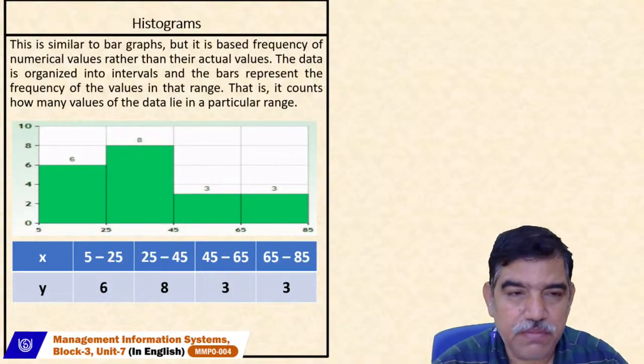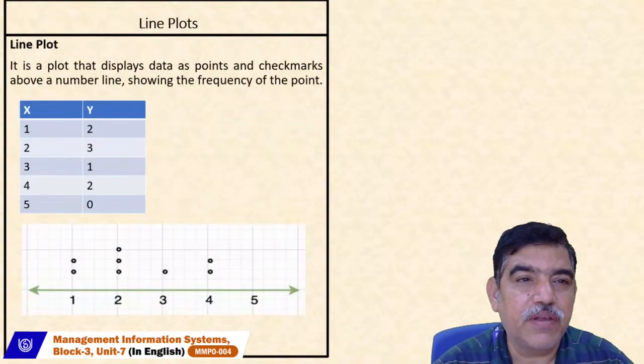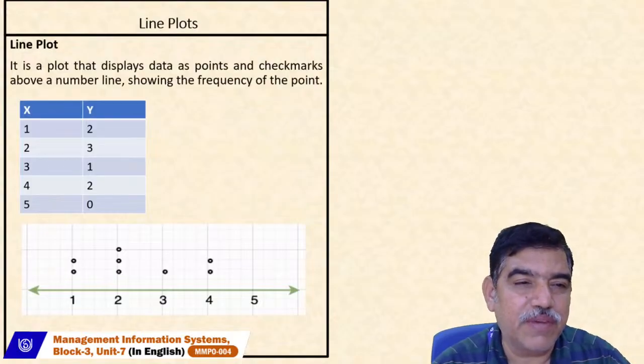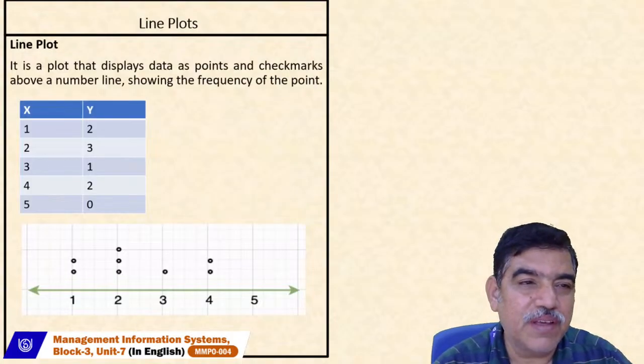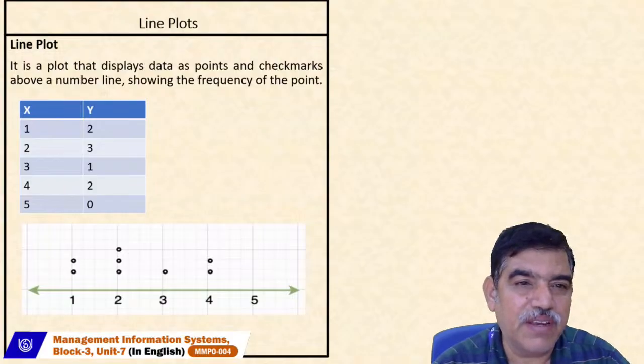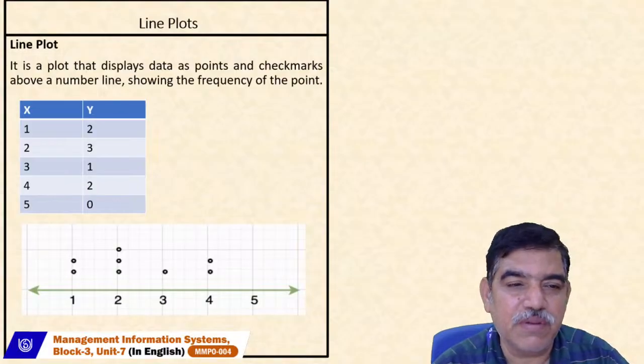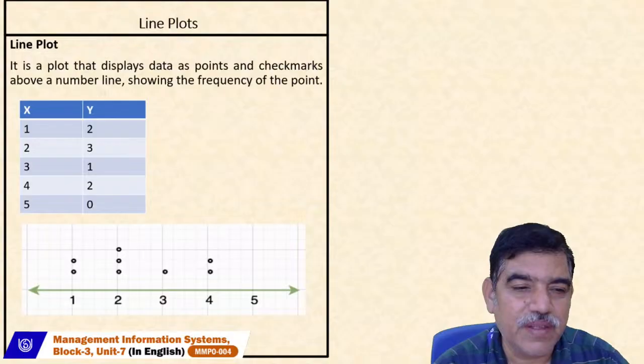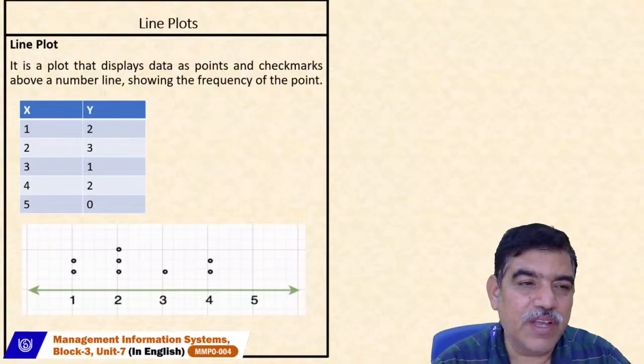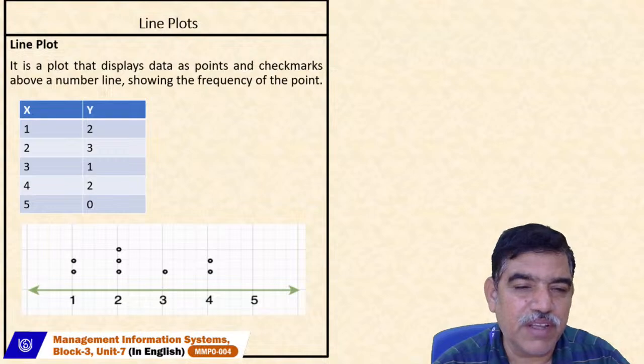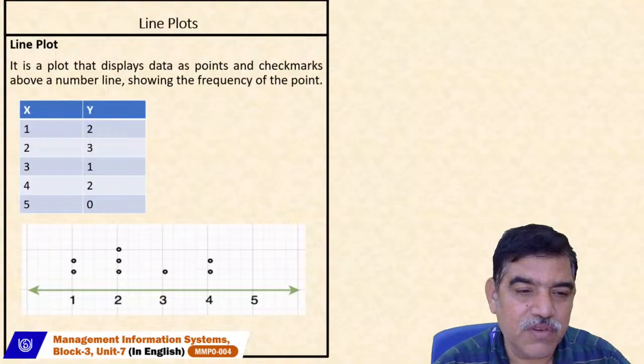Like histograms, other graphs are also there. One is your line plot. This is one example. I'm taking x and y, two variables. It is a plot that displays data as points and check marks above a number line showing the frequency of the point. So x is 1, 2, 3, 4, 5, and y equals 2, 3, 1, 2, 0, and that will be plotted in the graph shown below.